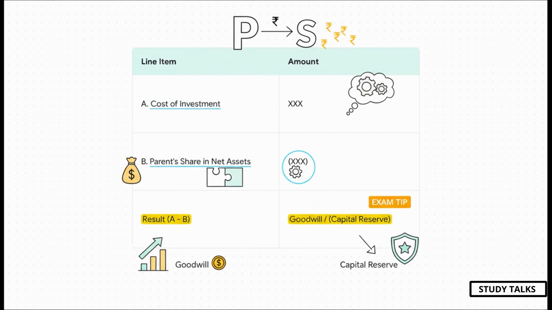First, you look at what the parent company paid to buy the subsidiary. That's your cost of investment. Then you look at the actual value of the share in the subsidiary's net assets that the parent got. You compare those two numbers. If you paid more than what you got, that extra amount is goodwill. If you got a great deal and paid less, that's a bargain, and it creates a capital reserve.